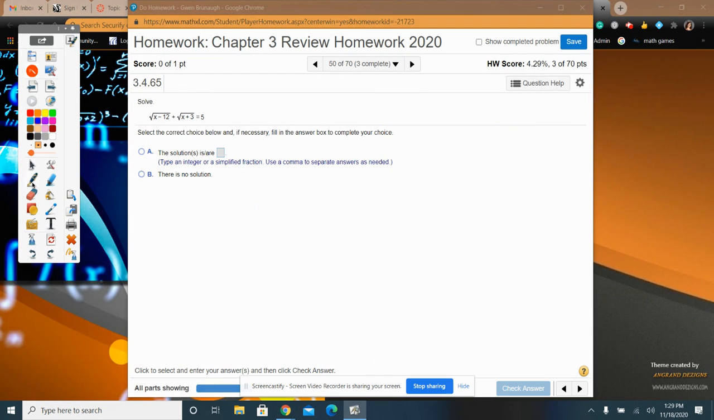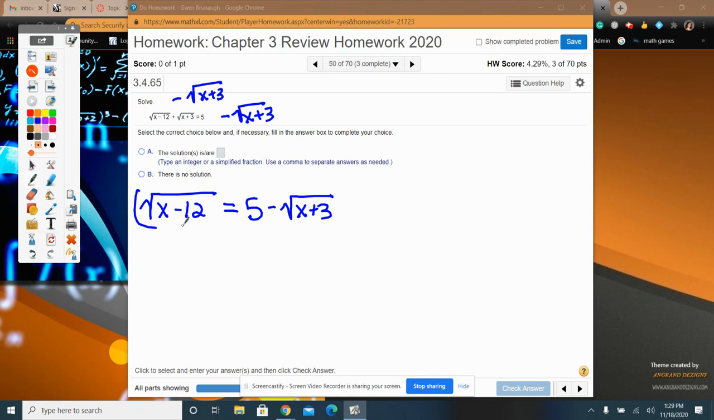Okay, these are the ones that are tricky. These are pretty hard. So remember, you have to get rid of one at a time. So the first thing I'm going to do is subtract the square root of x plus 3 from both sides. And then I'm going to have to do some difficult FOILing. So I'll have the square root of x minus 12 is 5 minus the square root of x plus 3.